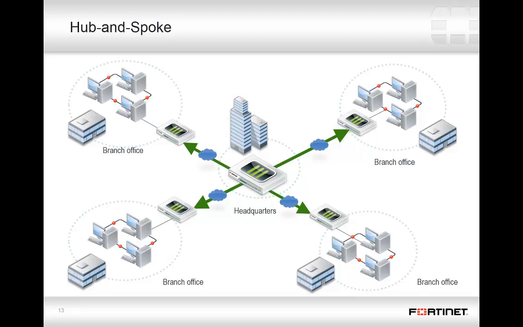So what would a topology look like if some or all branch offices could bypass headquarters and connect directly to each other?